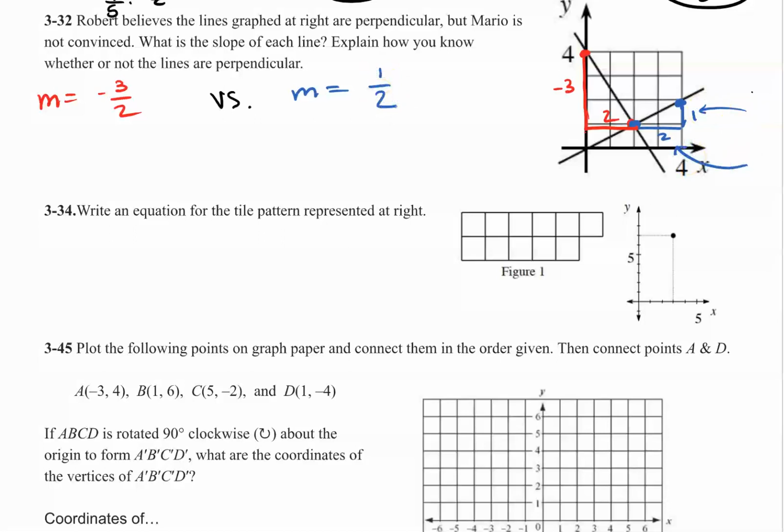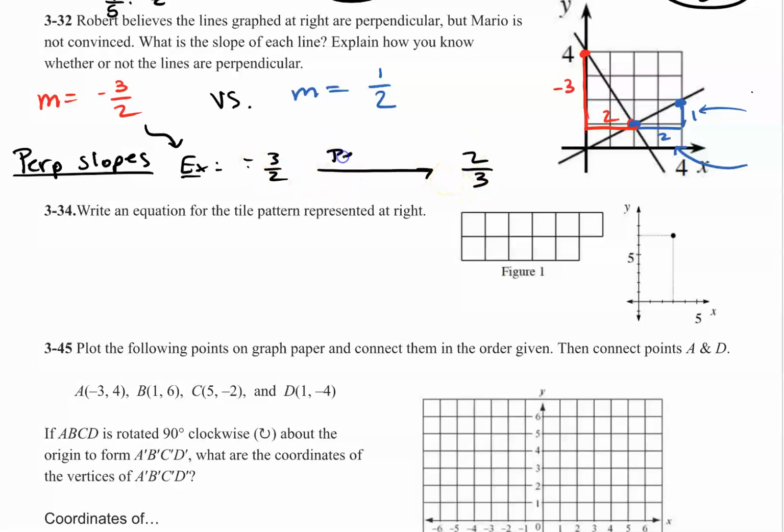Okay. Perpendicular slopes. Do you remember? So for a perpendicular slope, for example, negative 3 over 2, if you want to make that perpendicular, you turn it upside down, and you flip the sign. This one's negative, and that stays positive. So, these two are perpendicular.